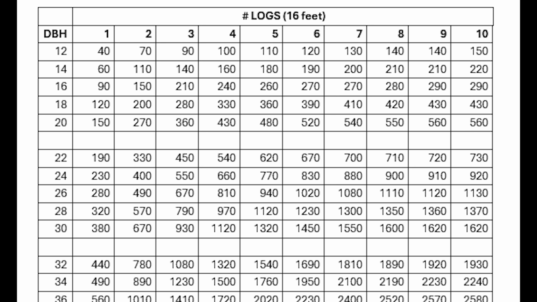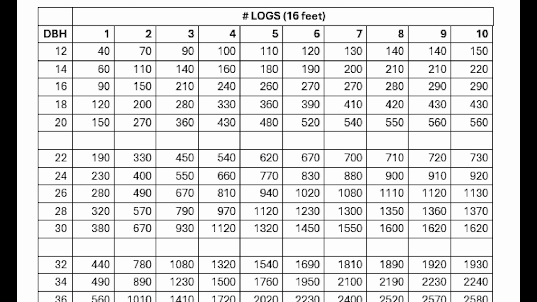It works by combining the diameter breast height, the DBH, which is listed on the left, with the number of logs going across the top, which we determined earlier by defining the merchantable height and dividing by 16. For the tree we just calculated, with a DBH of 24 and 5 logs, the table shows a board foot volume of 770 board feet.